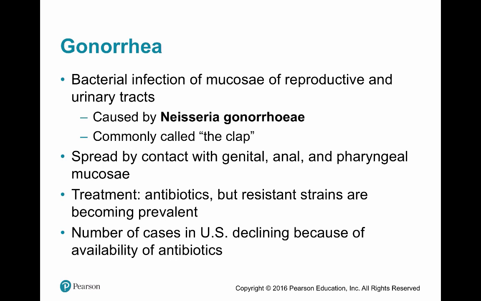The number of cases in the U.S. has been declining because of the availability of antibiotics. Some of the signs and symptoms for males: urethritis, painful urination, or discharge of pus. For females, the majority display no signs or symptoms. They might have some abdominal discomfort, vaginal discharge, or abnormal uterine bleeding. The bad thing is, it can result in pelvic inflammatory disease and sterility.